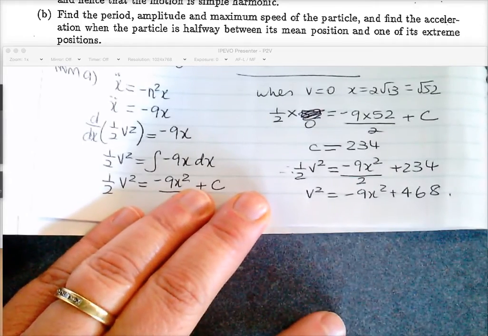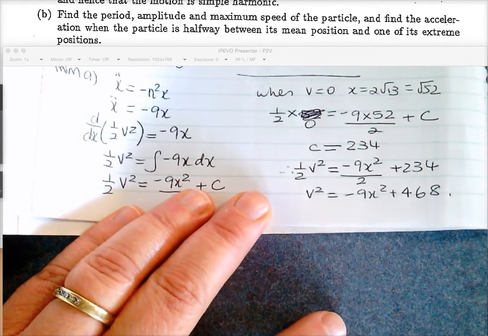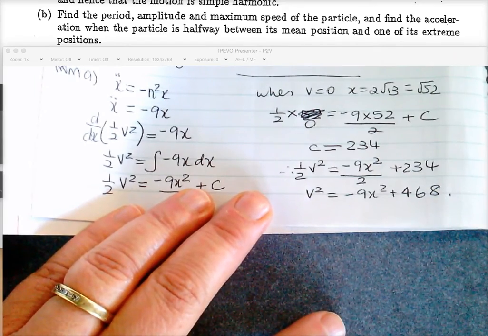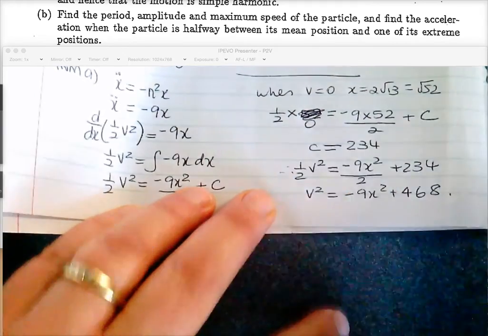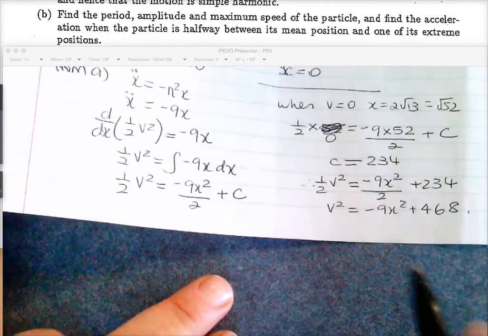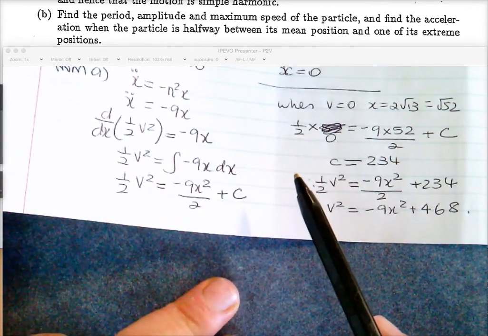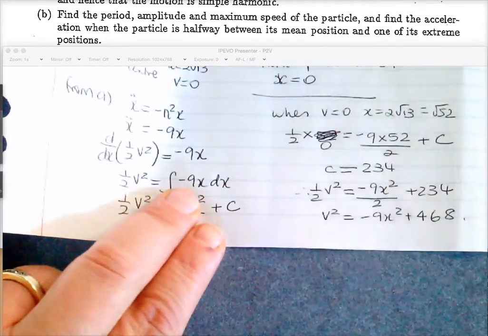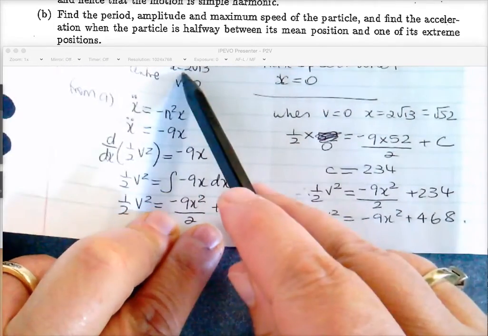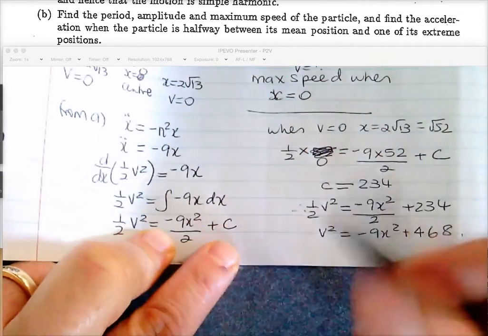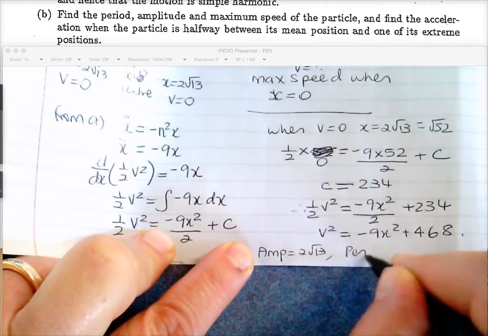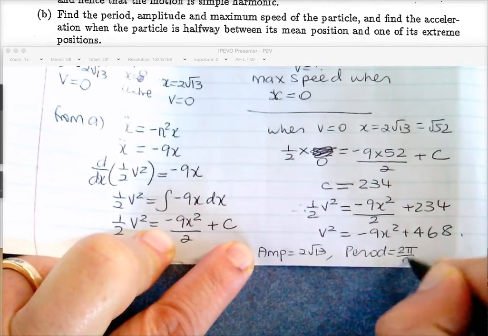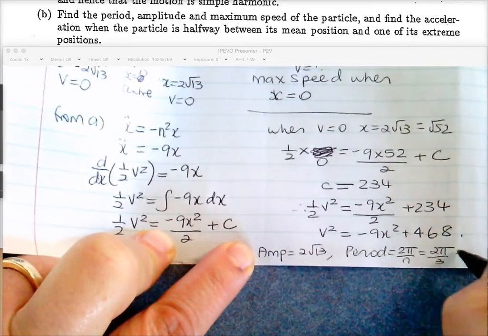So, find the period. Have we found that? Yeah. Period is 2 pi on n. What's n from part 1? Yep. So girls, we've got a period from part 1 already. So we want the period. What's a? Do we have it? No, we know the amplitude. The amplitude is 2 root 13. The period, got to go back to part A, is 2 pi on n, which is 2 pi on 3.